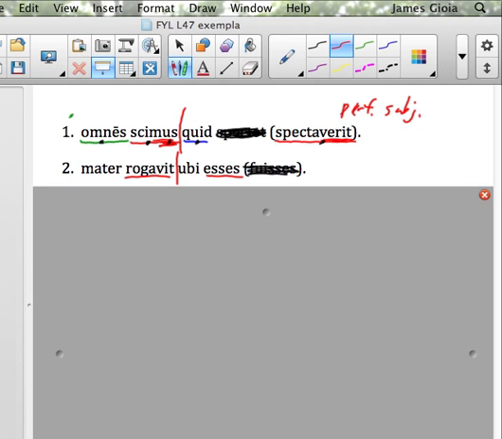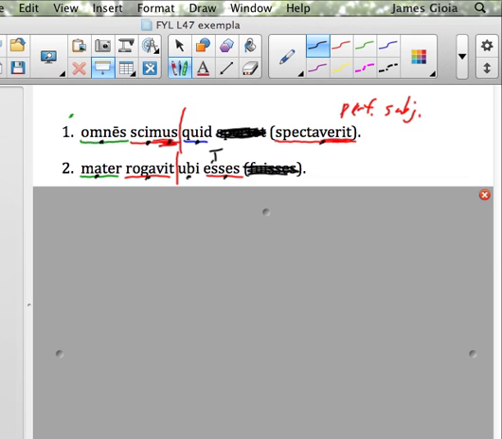On the left, over here, we have mater as a nominative, rogavit as our main verb. This is pretty easy. The mother asked. All right. On the right, we have ubi, which is an adverb, and we have esses, which is our main verb. Ubi simply means where. Esses means, look at the S here, you were. This comes from sum, esse, fui, futurus. So, putting it all together, mother asked where you were.